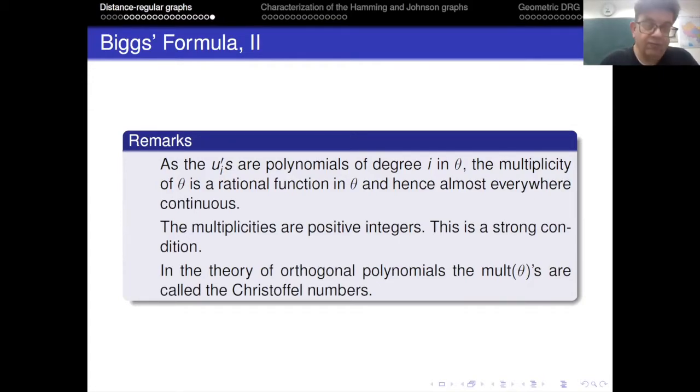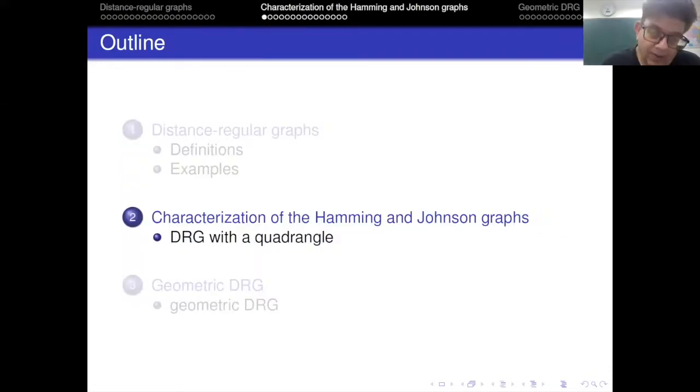Okay, so I introduced the distance-regular graph for now, I gave you examples, and I gave you Bannai's problem. Now I will talk about characterizing some graphs, so we will use all those tools I introduced. I will now look at the characterization of the Hamming and the Johnson graphs. And I will mainly talk about distance-regular graphs with an induced quadrangle.